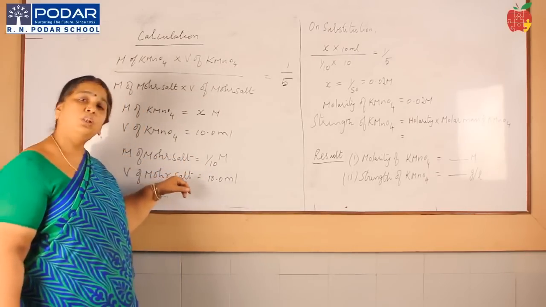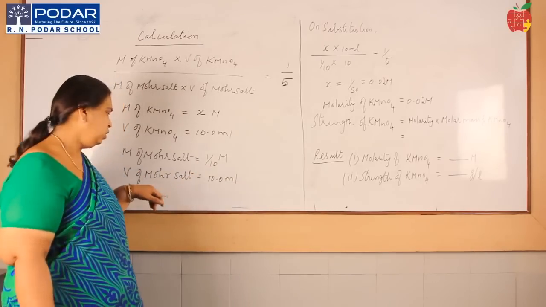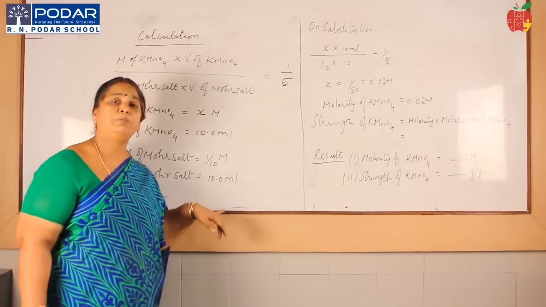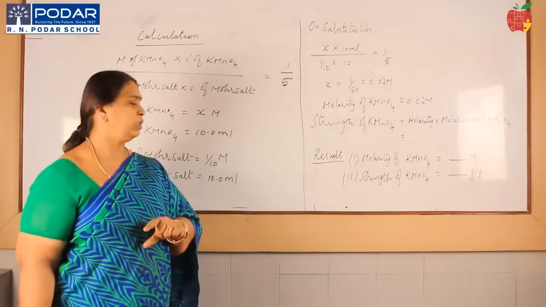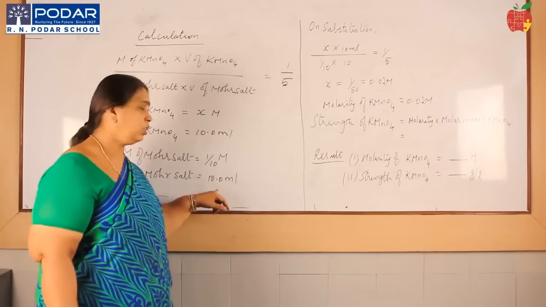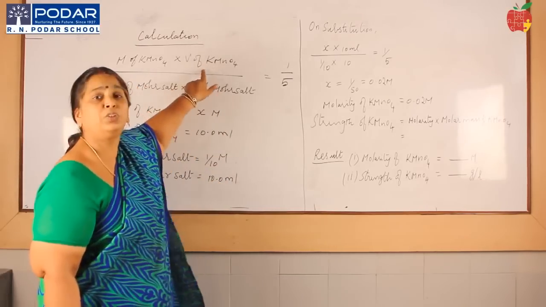Now molarity of Mohr's salt, we have asked you to prepare 1 by 10 molar. So it is taken as 1 by 10 molar now. Volume of Mohr's salt is the pipette solution. You are pipetting out 10 ml into the conical flask every time you do the experiment. So your volume of Mohr's salt solution will be 10 ml. So these are the values which we are going to substitute in the formula.